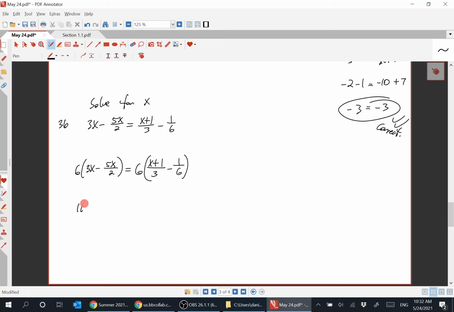This becomes 18x. This one, 6 times 5x over 2: the 6 and the 2 cancel, leaving 3. This one, 6 times x plus 1 over 3: the 3 and the 6 cancel, leaving 2. And then 6 times 1/6 is just 1. All right, so I've got 18x, 3 times 5 is 15, minus 15x, equals 2 times x plus 1, minus 1.